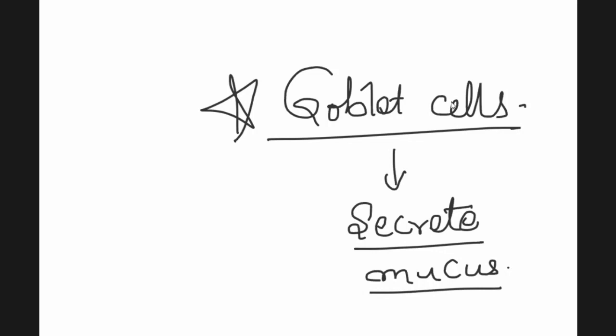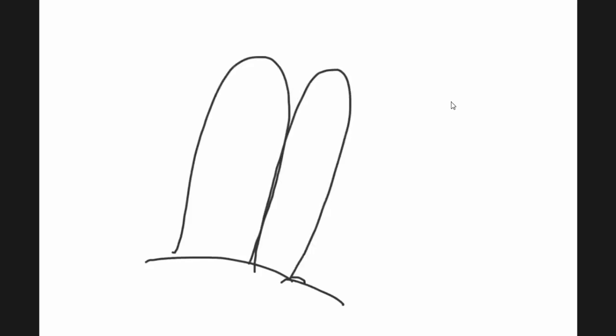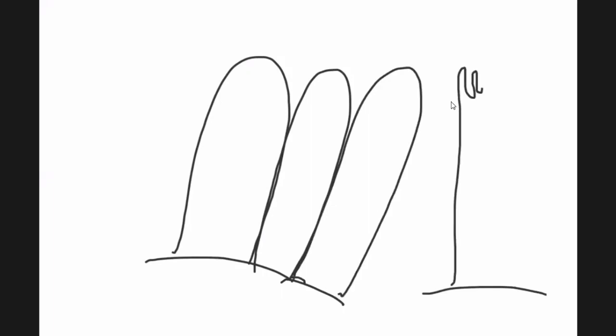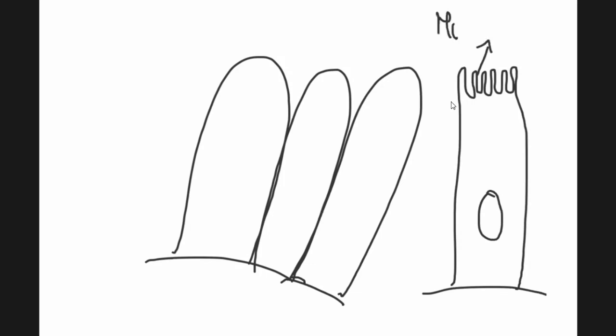Then sometimes the surface of the epithelium shows very small cell membrane folds which perform absorption, in the small intestine absorbing digested food. These are called microvilli.